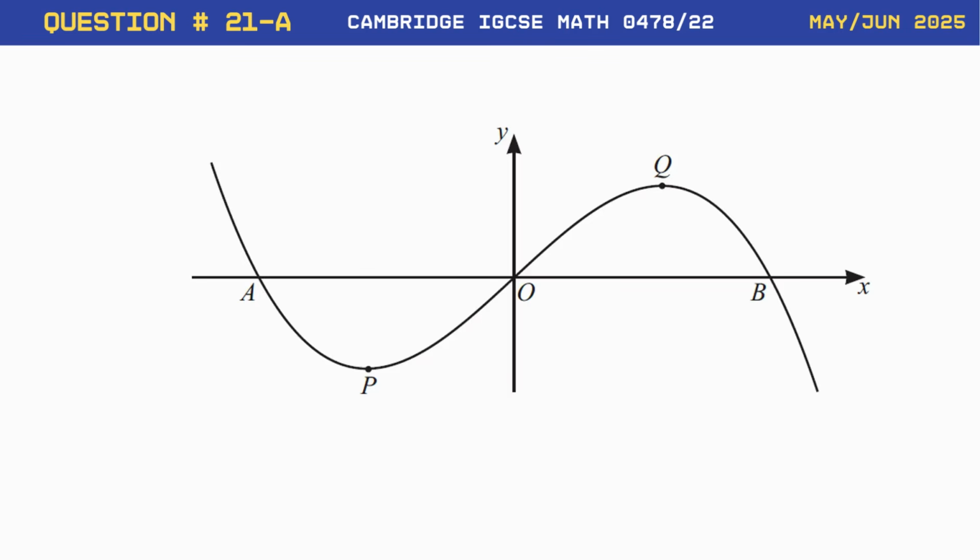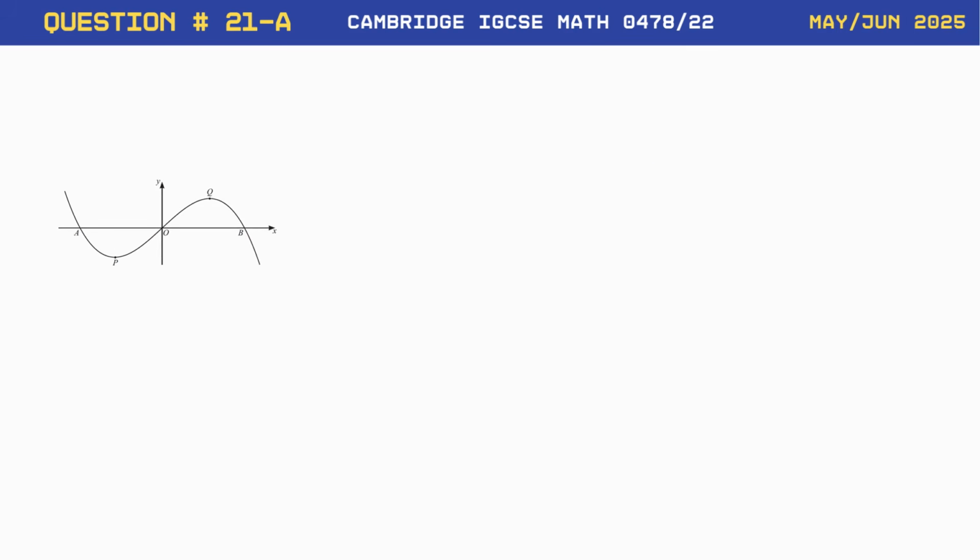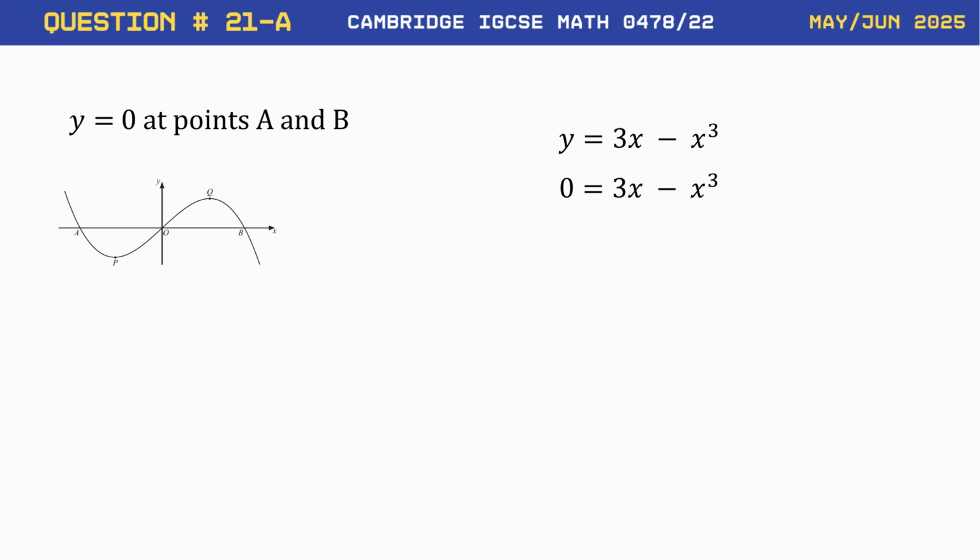As the graph crosses the x-axis at points A and B, the value of y at these points is 0. Now let's substitute this value in our equation. The equation is y equals 3x minus x cubed. So we can write our equation as 0 equals 3x minus x cubed. Rearranging the equation by adding x cubed to both sides, x cubed equals 3x.